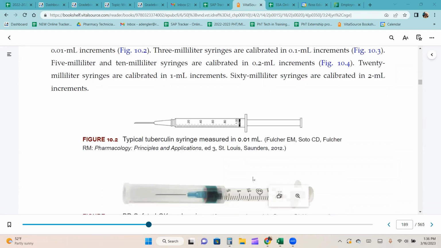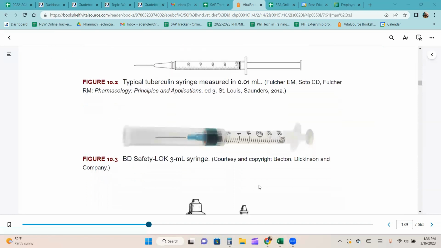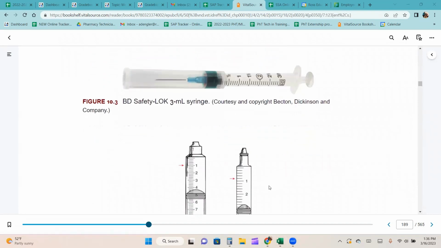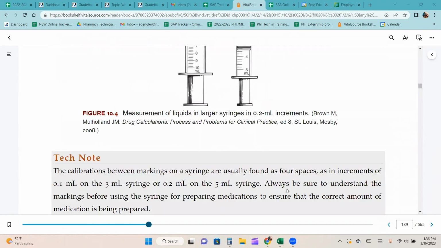Figure 10.2 is a typical TB syringe. Figure 10.3 is a 3 ml syringe. And then in figure 10.4, we have the 10 and 5 ml syringes.